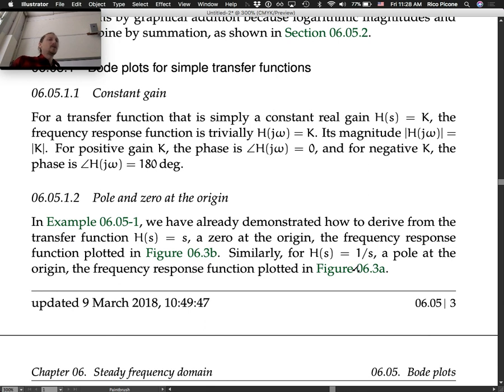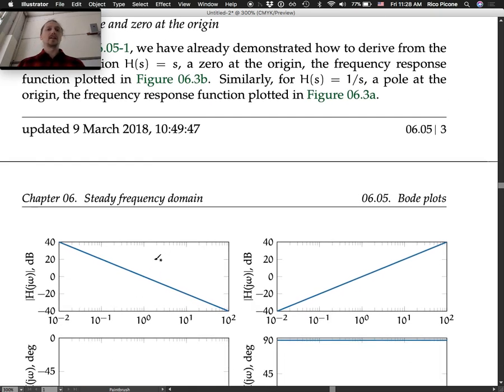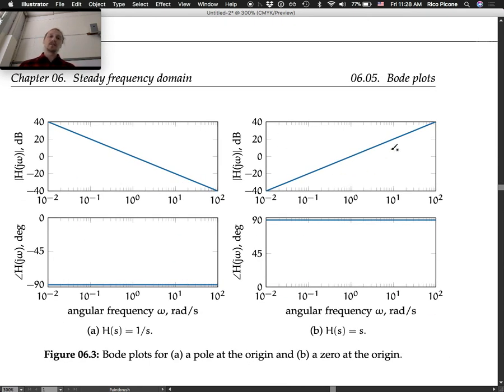Okay. Pole and zero at the origin. We already have the constant gain Bode plot, easy peasy. In the example that we did, we already demonstrated how to derive, from the transfer function H of s equals s, a zero at the origin, the frequency response function that's plotted in figure 6.3b. That's this one right here. We already drew that in the example. We already learned how to do that.